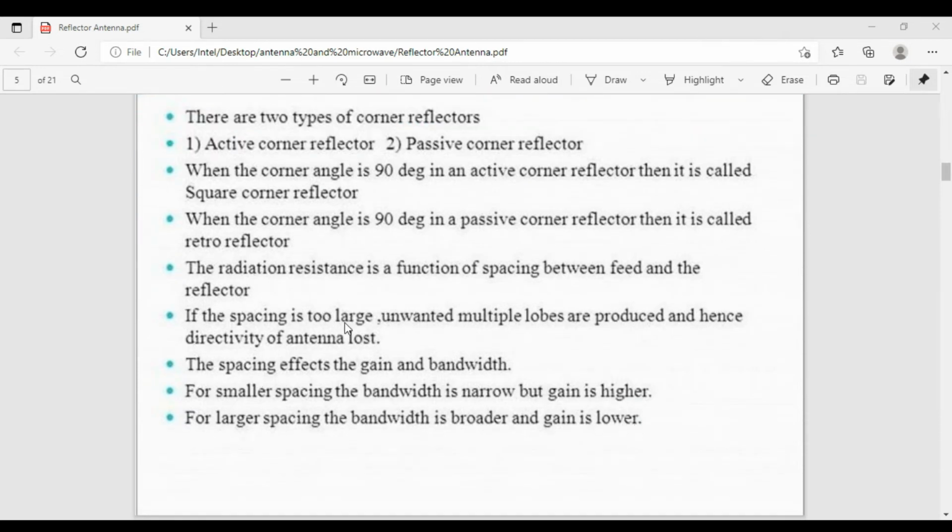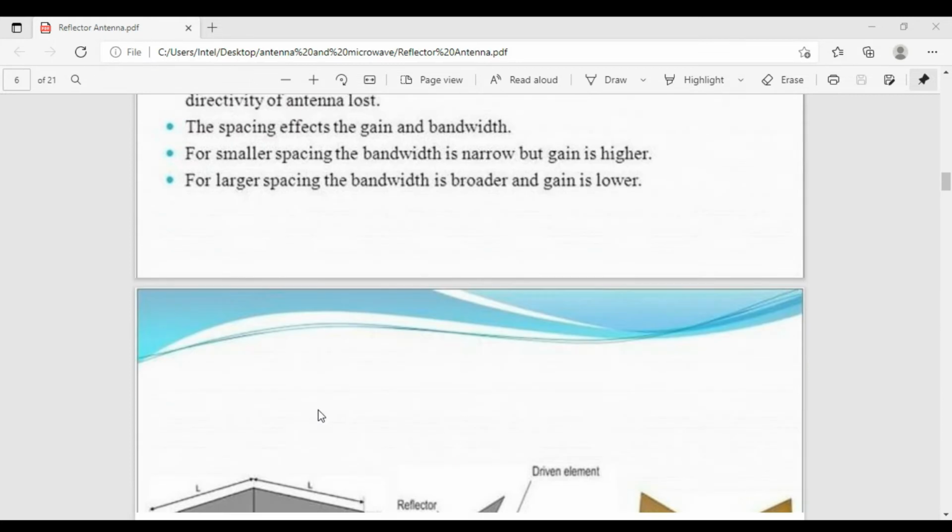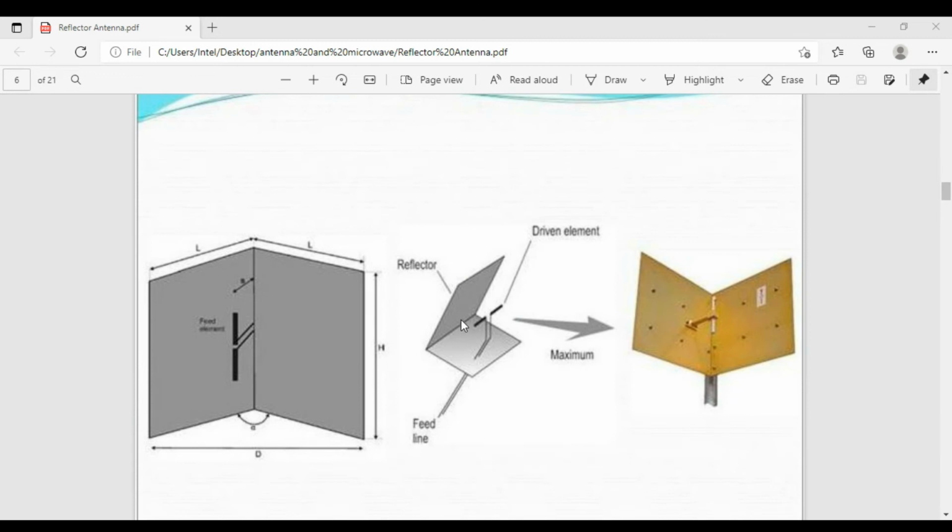If the spacing between the reflector antenna and the primary antenna is too large, unwanted multiple lobes appear, because signals from other sources are also captured by the reflector antenna, hence the directivity of the antenna is lost. That is the spacing. I think it's clear.